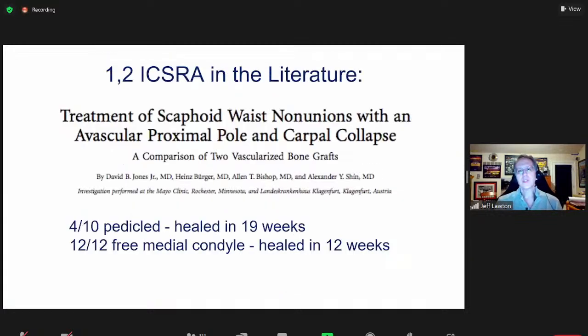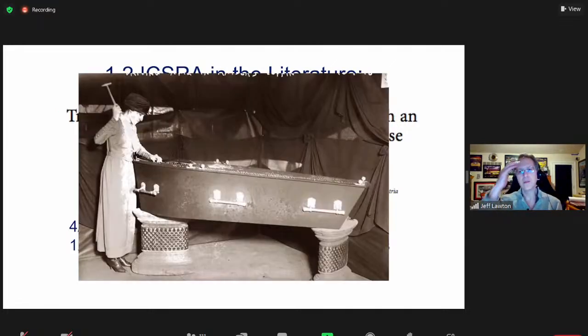So perhaps the final blow was this paper, and I'm sure Jim is going to have a number of studies in his talk, but this paper that came out looked at the role for a pedicled local graft versus a free graft. And in this paper, the pedicled local grafts didn't fare that well. 4 out of 10 healed in 19 weeks versus 12 out of 12 free medial femoral condylar grafts in 12 weeks. So many thought that was sort of the final nail in the coffin for the 1,2 ICSRA graft.